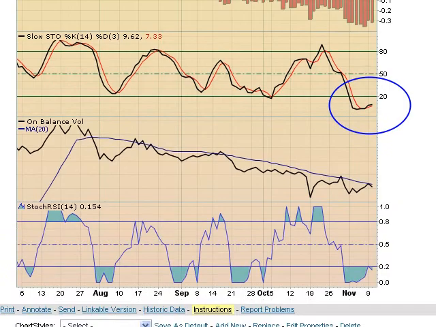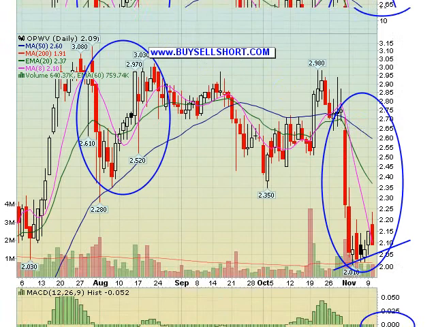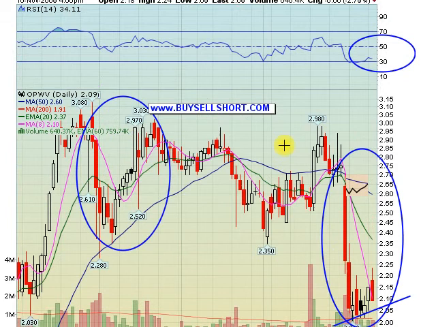Quick mention on balance volume as well. On-balance volume is just essentially a way of saying whether people are accumulating the stock or getting rid of the stock. Right here, looking at this one, it shows that they're getting rid of the stock slowly over the last couple of months. But anyway, let's jump back in here to OPWV.